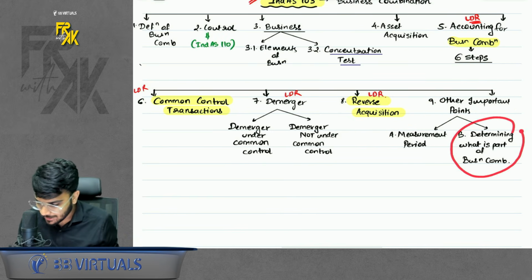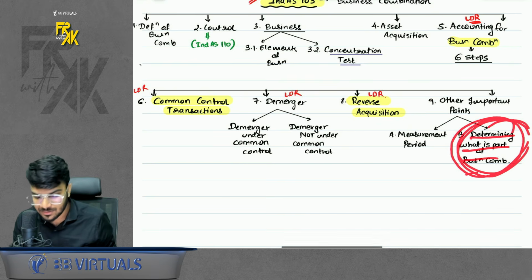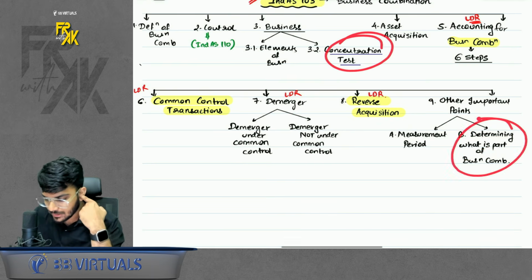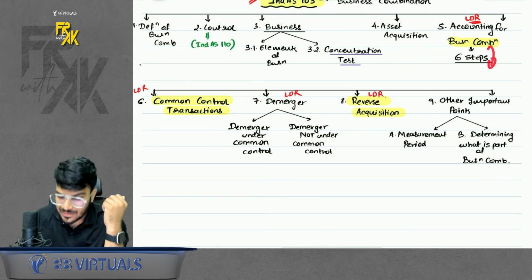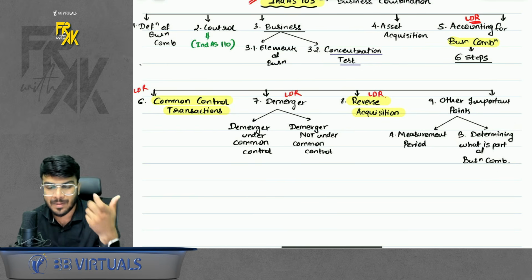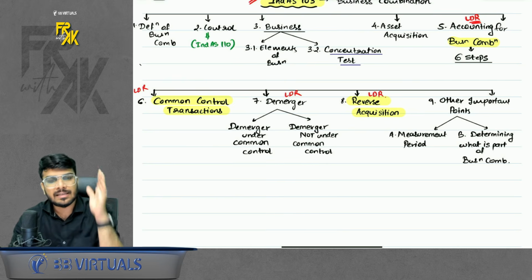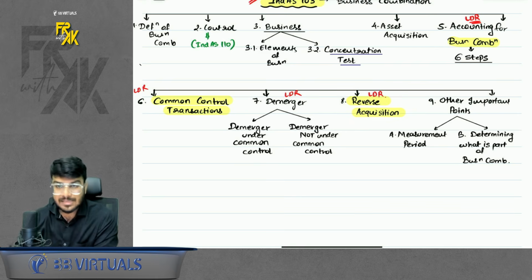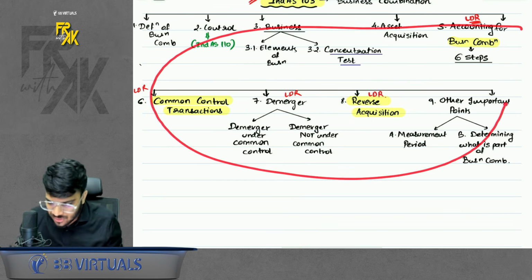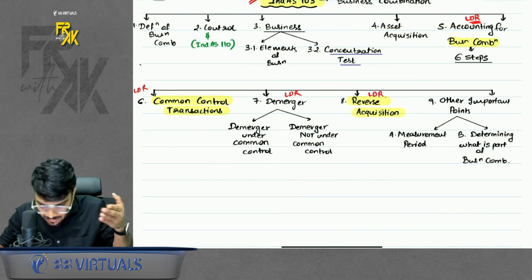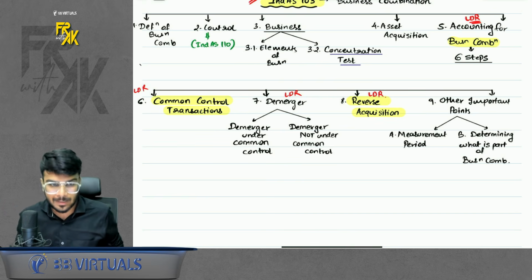So only determining what is part of business combination is pending. So this concentration test, this point, and one point was there in PC also, that is non-replacement award. That is also pending to be revised. These 3 points I will revise, and there are some questions to be revised, and then this revision video will be over. See, preparing this chart is not useful when you study for the first time. This chart is useful when you revise it multiple times. So you come to know what is there in this chapter.